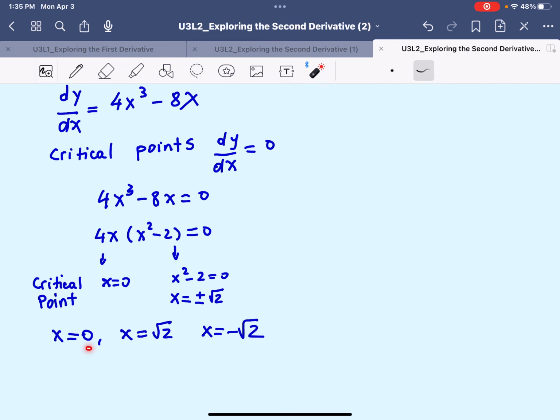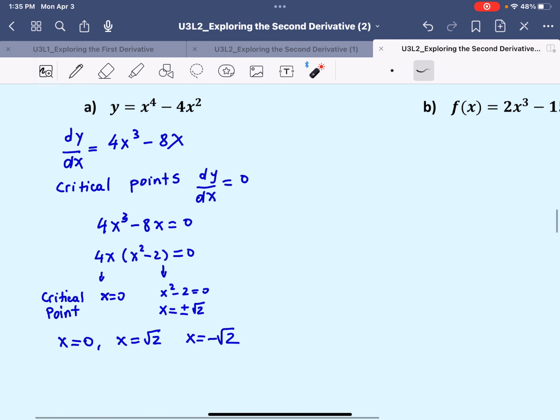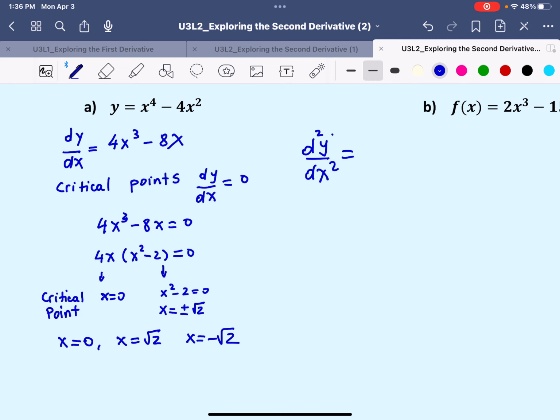Now, we don't know whether or not they represent min or max, or which ones represent minimum or maximum. So we'll have to find out by studying the sign of the second derivative. Again, we don't want to use the first derivative, so we don't want to use the chart that indicates where the function is going up or down. So the second derivative of this function would be 12x squared minus 8. Then we have to find the value of the second derivative at the critical points.